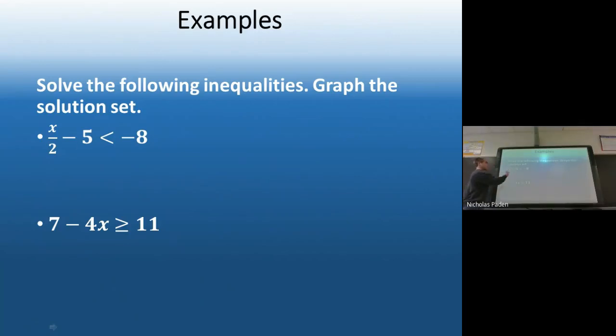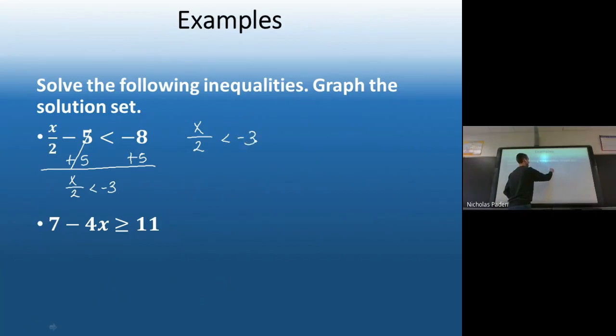We're going to get rid of this minus 5. The way that we get rid of the minus 5 would be to add 5 on both sides. Okay, so the minus 5 plus 5 cancels out to get me 0. I'm left with x over 2 is less than negative 8 plus 5, which would be negative 3. So I'll write that up here and we can finish out.